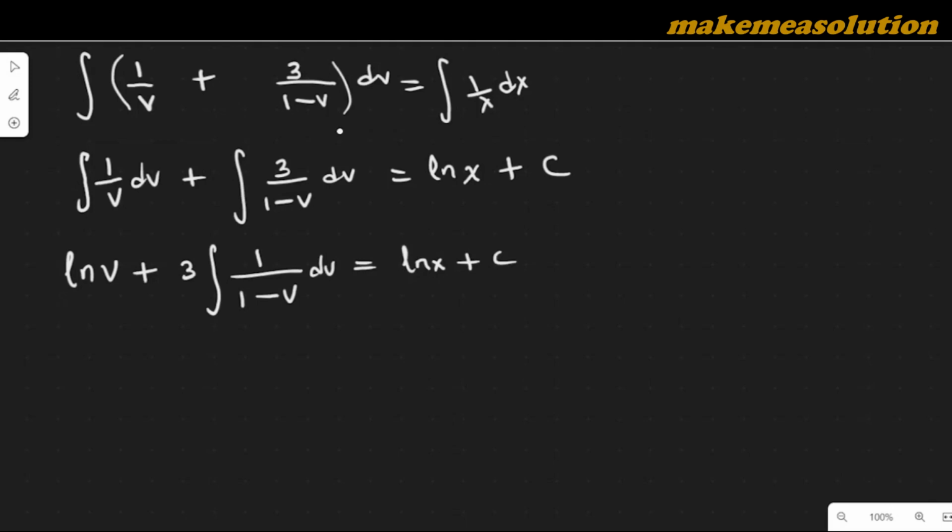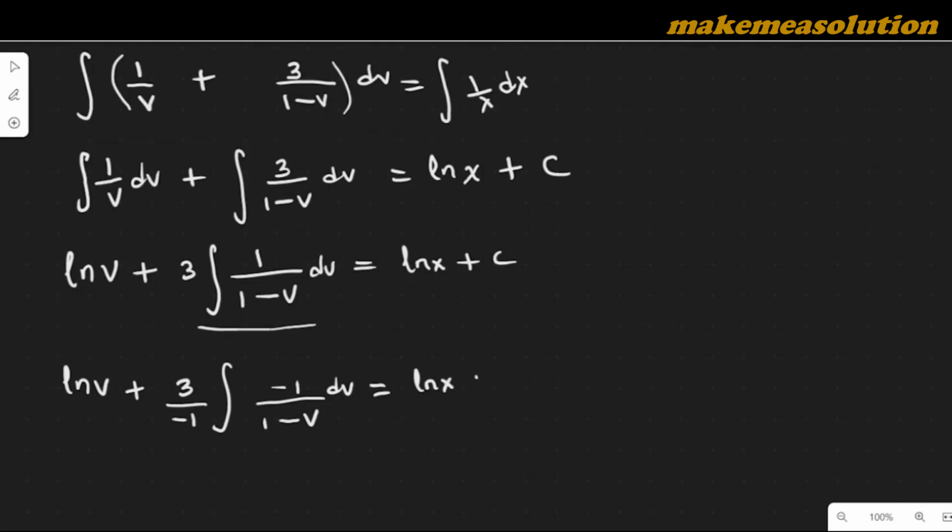So at this point, I want to argue that you may not be conversant with the method of integration that I'm going to apply here. This is how I'm going to apply it without even having to write. So this is 3 over minus 1, and the integral of minus 1 over 1 minus v dv, and equal to ln x plus c.